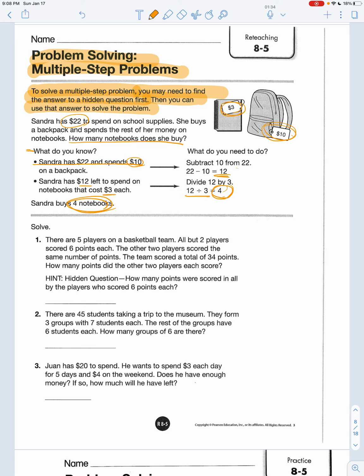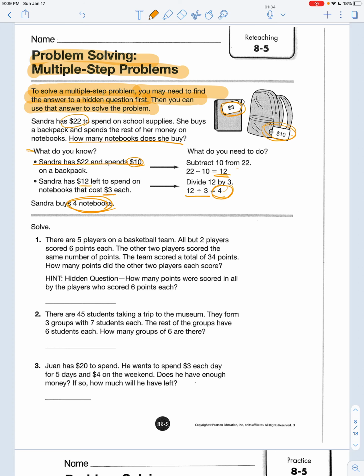There are 5 players on a basketball team. All but 2 players scored 6 points each. The other 2 players scored the same number of points. The team scored a total of 34 points. How many points did the other 2 players each score? Hint. Hidden question. How many points were scored in all by the players who scored 6 points each?